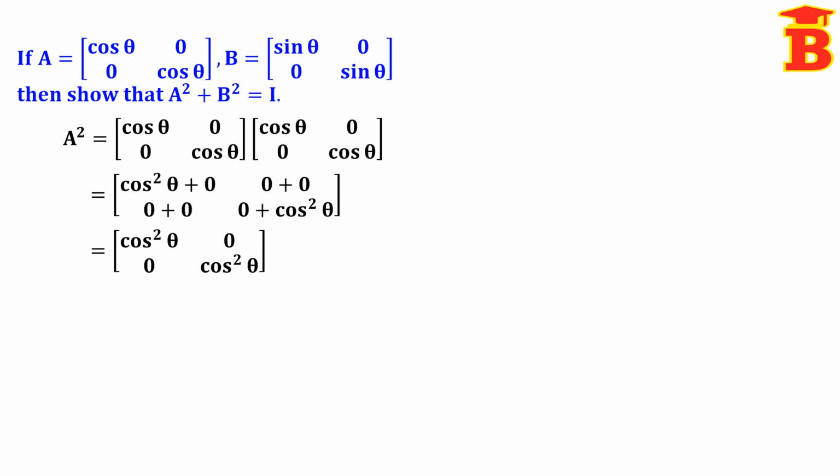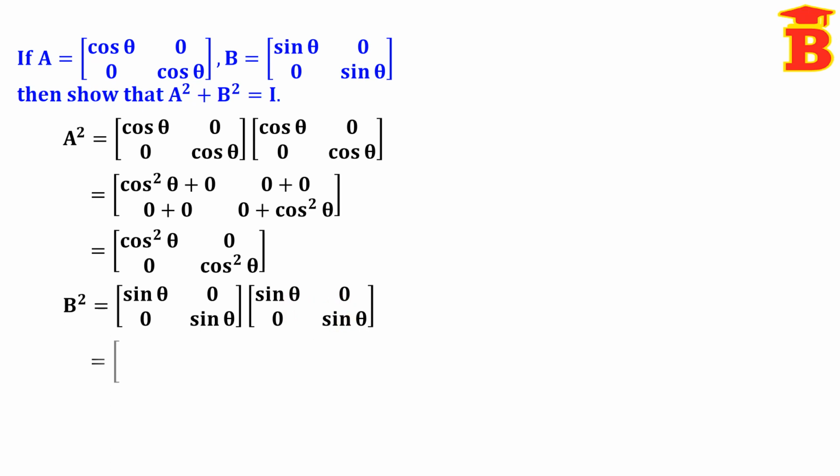Same like that we can find B square. B square equals B matrix into again B matrix. Given B matrix is [sin theta, 0; 0, sin theta] into again [sin theta, 0; 0, sin theta]. We have to multiply these two. We follow the row by column method.